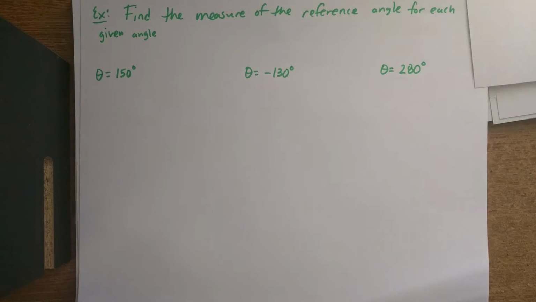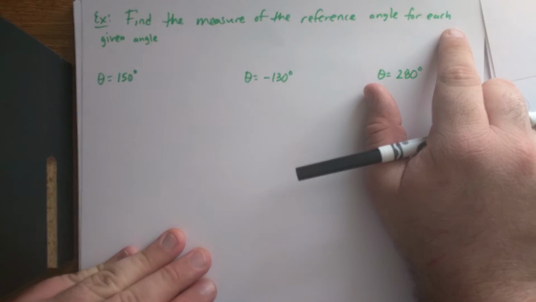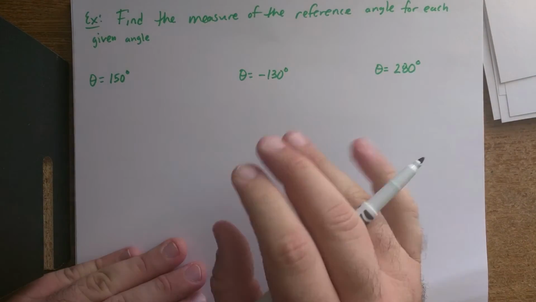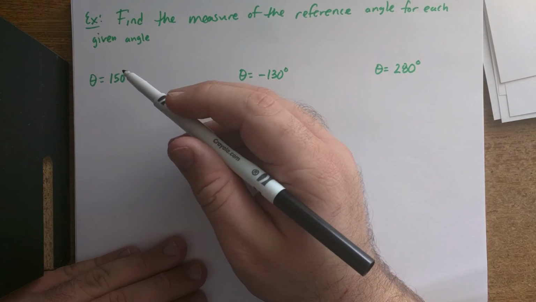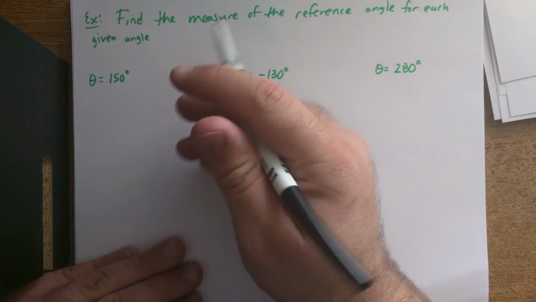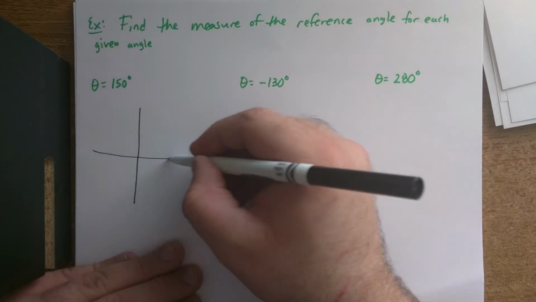So let's do a few examples. This is the last thing we're going to learn here. It says find the measure of the reference angle for each given angle. These are three separate problems. What I recommend you do is draw the angle first, and then you should be able to easily see what your reference angle will be. So theta equals 150. Let's just draw a quick sketch.